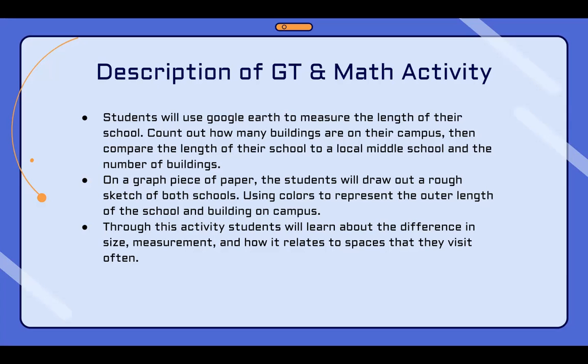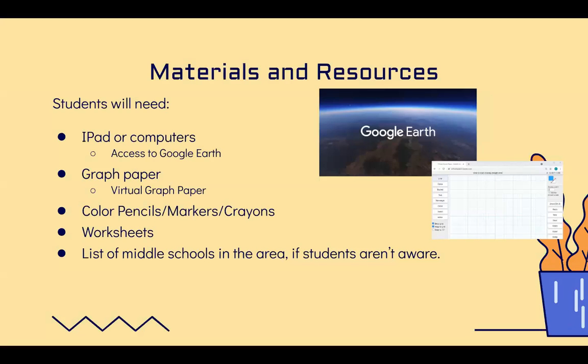On graph paper, the students will draw out a rough sketch of both schools, using colors to represent the outer length of the school and buildings on campus. Through this activity, students will learn about the differences in size, measurement, and how it relates to spaces they have visited or will visit in the future.